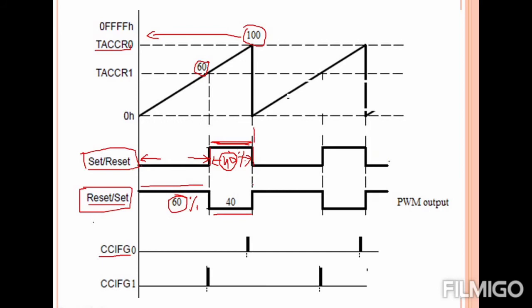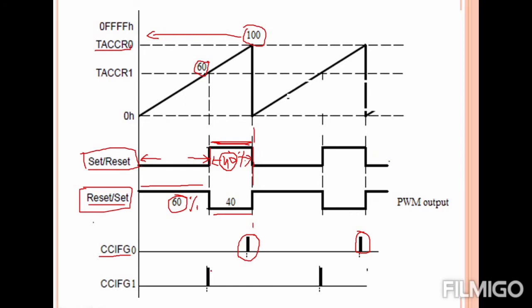So, CCIFG0 is set when the maximum value in TACCR0 is reached. That is 100. So, here the flag is affected. The interrupt flag is set here.